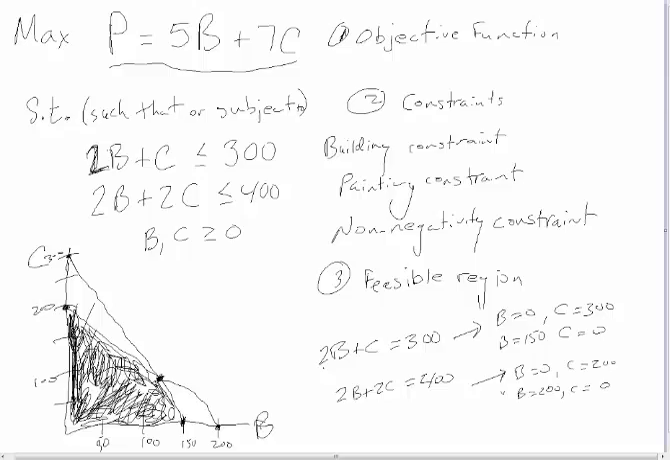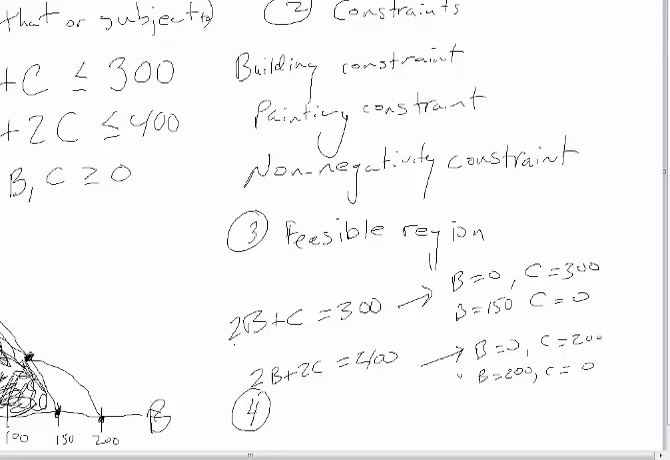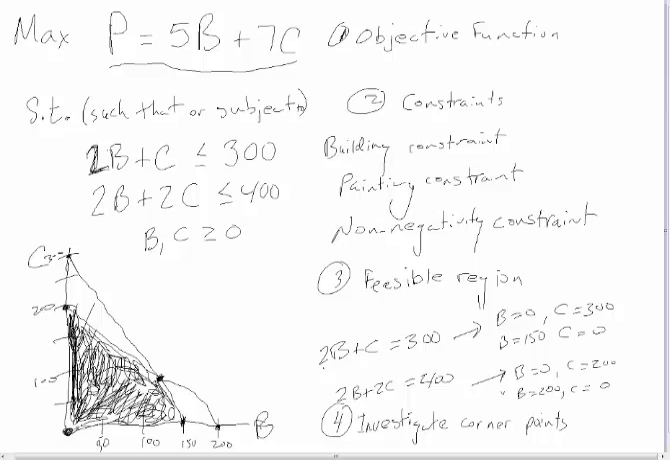Now to figure out where I'm going to maximize profit, you want to investigate corner points. This point and this point are the corners of this feasible region, and it's there where the maximum will occur. So we have the point 0, 200. We have the point 150, 0. We've got the point 0, 0. Obviously, this one isn't going to be where the maximum is, because if you make nothing, you're going to make no profit. And then this point here.